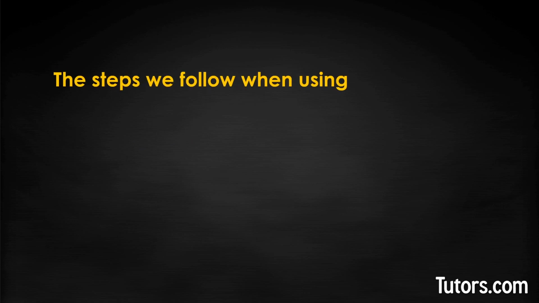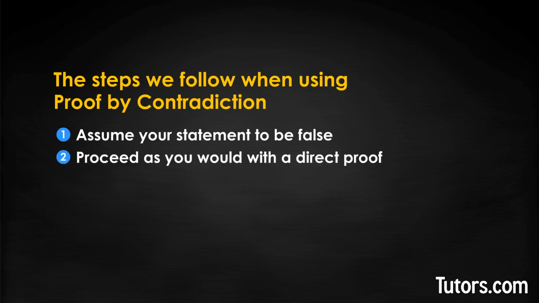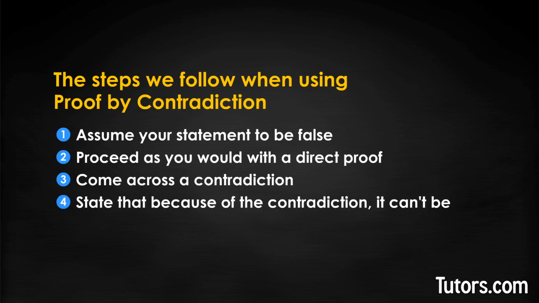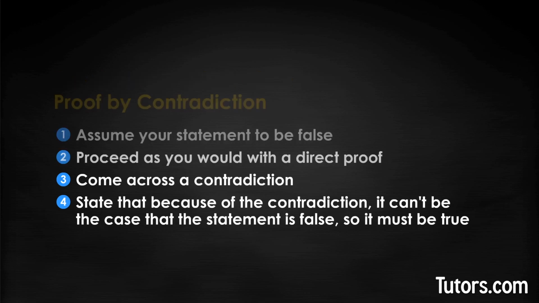Let's break it down into the steps we follow when using proof by contradiction. Assume your statement to be false. Proceed as you would with a direct proof. Come across a contradiction. State that because of the contradiction, it cannot be the case that the statement is false, so it must be true.